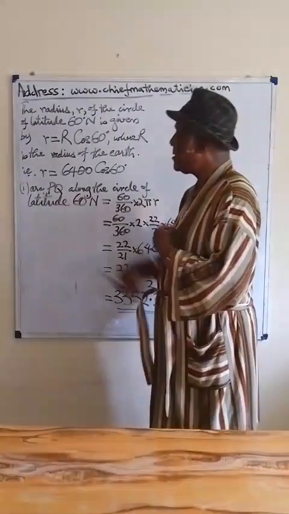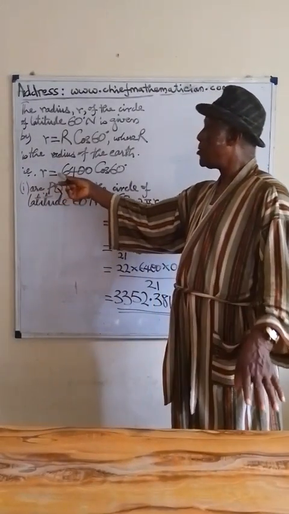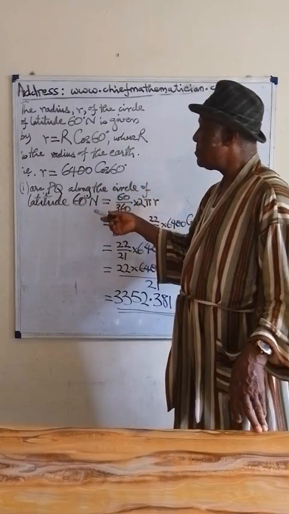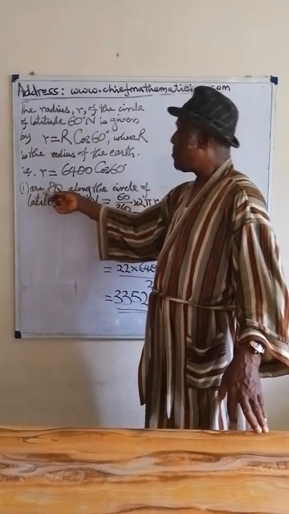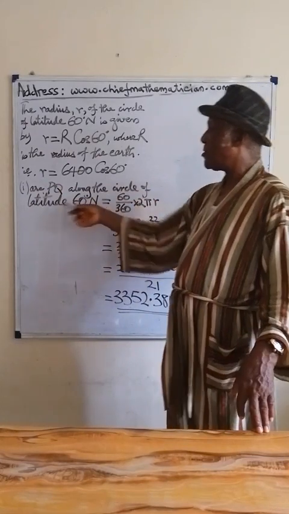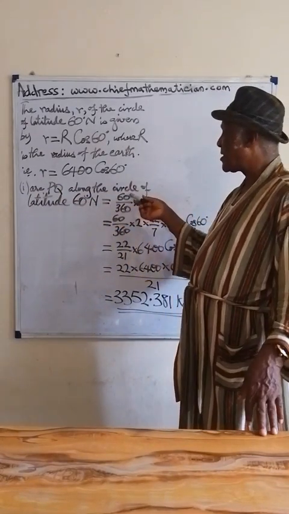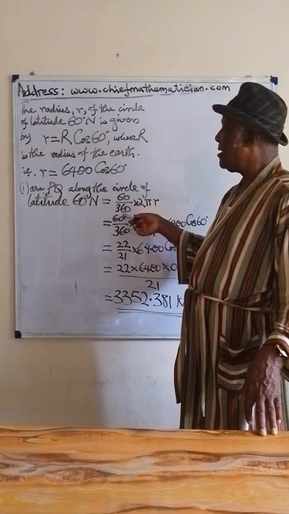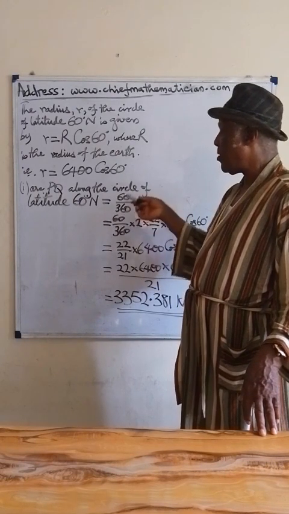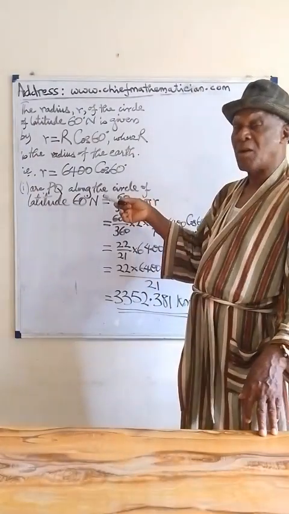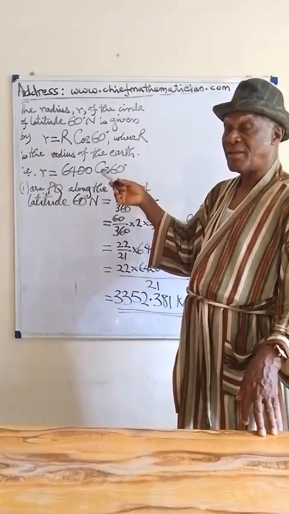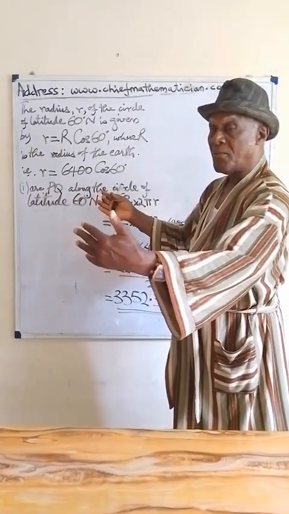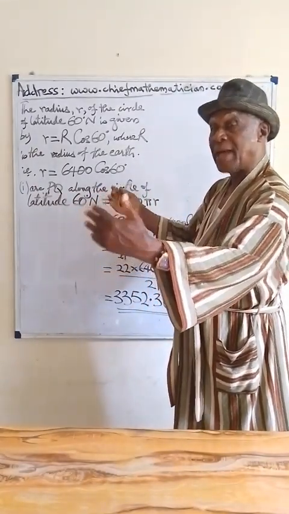That is, small r is equal to 6.00 cos 60 degrees. The arc PQ along the circle of latitude 60 degrees north is given by 60 degrees over 360. Please take note how we got this 60 degrees. It is not because it is latitude 60 degrees. It is the difference in longitudes between P and Q.